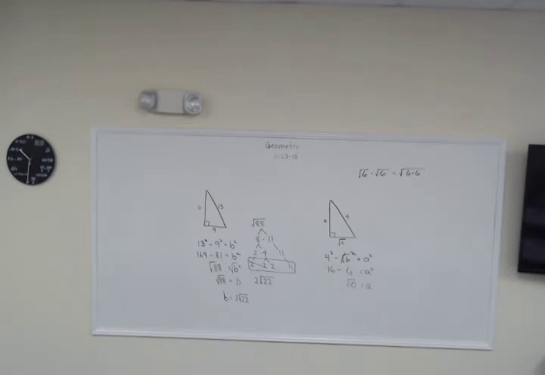We have 9, 12, and 15. Is that a right triangle? How do you tell? Well, if it's a right triangle, then 9 squared plus 12 squared equals 15 squared, doesn't it? You see that? So you check it out. It equals it or it's more than it? It equals.